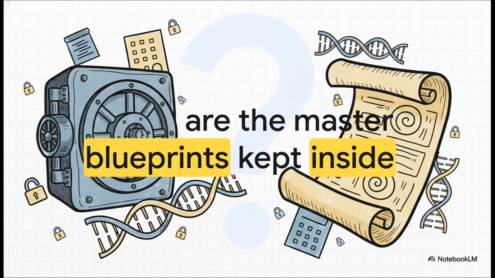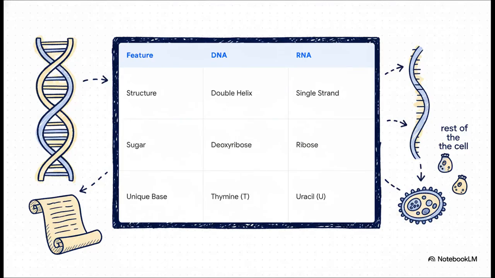But what exactly is it protecting so carefully? What are these master blueprints? What's the secret code that tells the entire cell what to do and how to do it? Well, the answer is nucleic acids, DNA and its cousin, RNA.